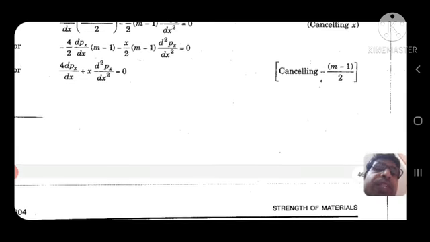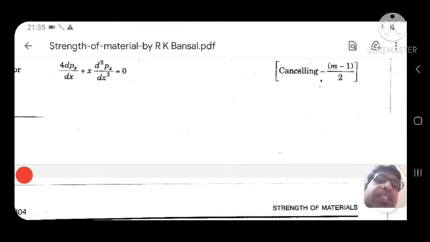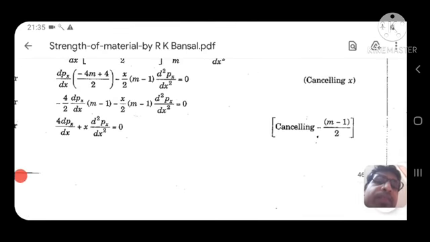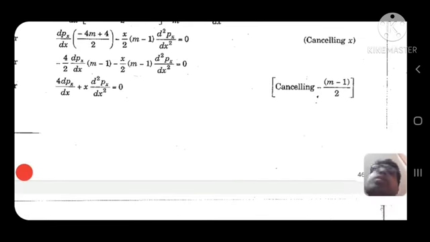Therefore, minus 4 by 2 dpx by dx (m minus 1) minus x by 2 (m minus 1) d square px by dx square. So 4 dpx by dx plus x d square px by dx square equal to 0.